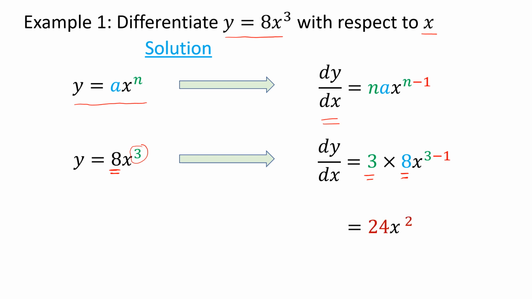Next, we simplify this expression. First, we take 3 multiplied by 8, which will give us 24. And then on the power, we take 3 minus 1, which will give us 2.